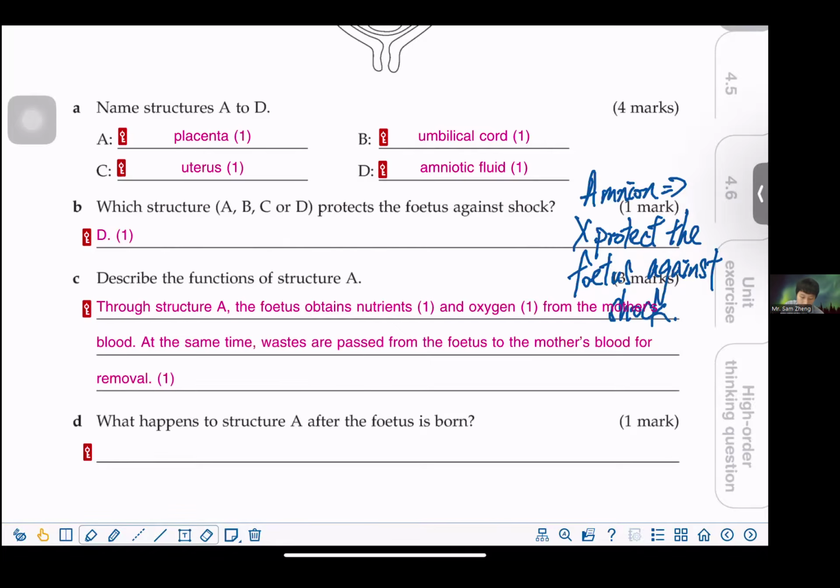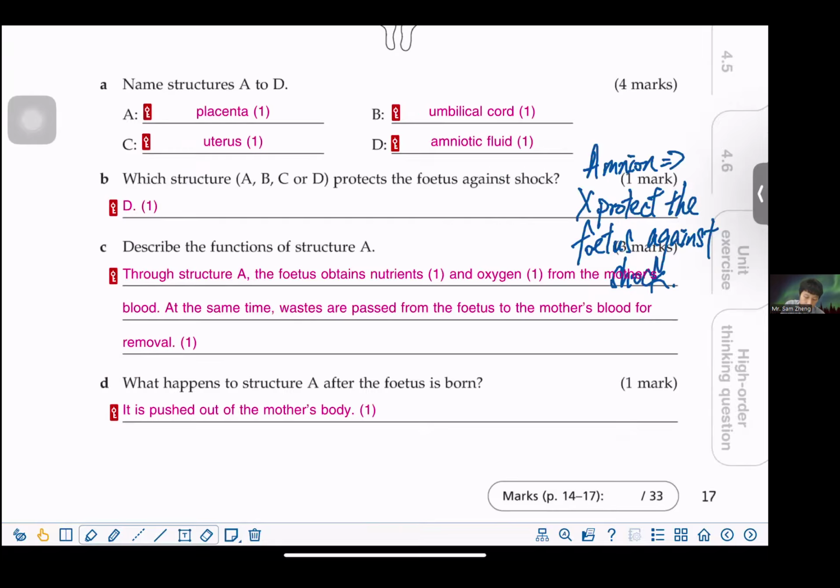What happens to structure A after the fetus is born? It will detach from the uterus, so it will be pushed out of the mother's body.